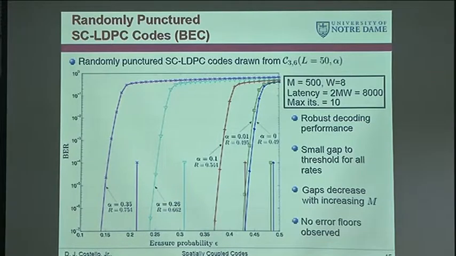Okay, so that's not so much an issue. The issue is the relative gap to threshold as we go to the higher rates, and that stays almost the same. Another point that's worth observing is this simulation was done all the way down to 10 to the minus 7, and there are no observable error floors here.